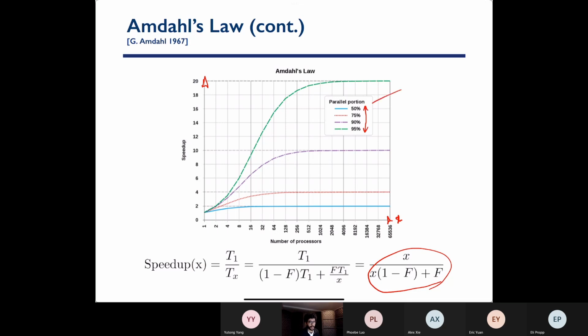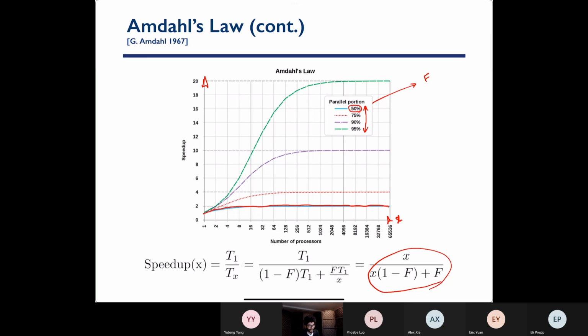So this is the parallelizable portion. Now, you can see that if only half of your application is parallelizable, it would be this blue curve here. So this blue curve is kind of like the plateaued example as we saw.